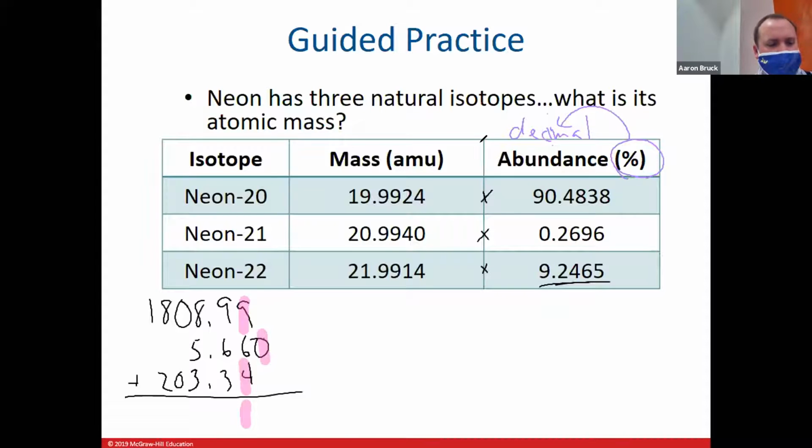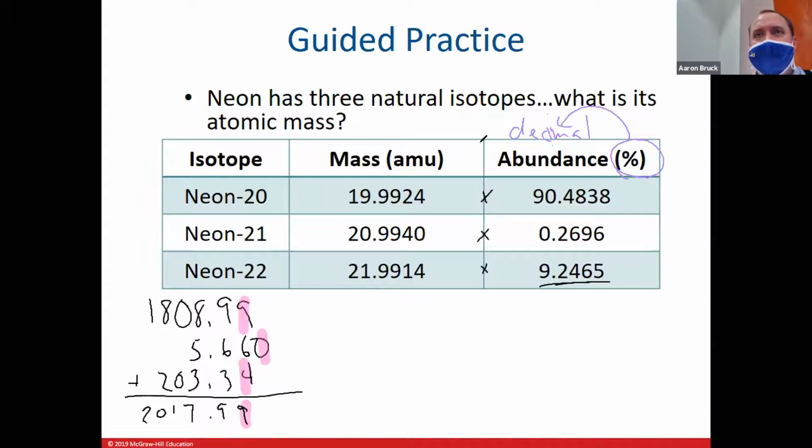So I add these 3 numbers together, 1808.99 plus 5.660 plus 203.34. I get 2017.99. The 0 there at the end actually rounds out anyway. Now again, 2017.99 doesn't match anything on the periodic table. But that's okay, because that's kind of the point. That's how we know that we aren't finished with the calculation yet.